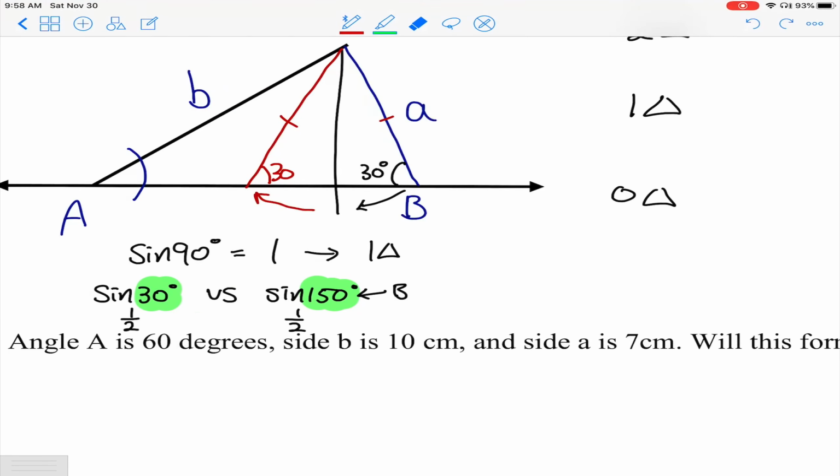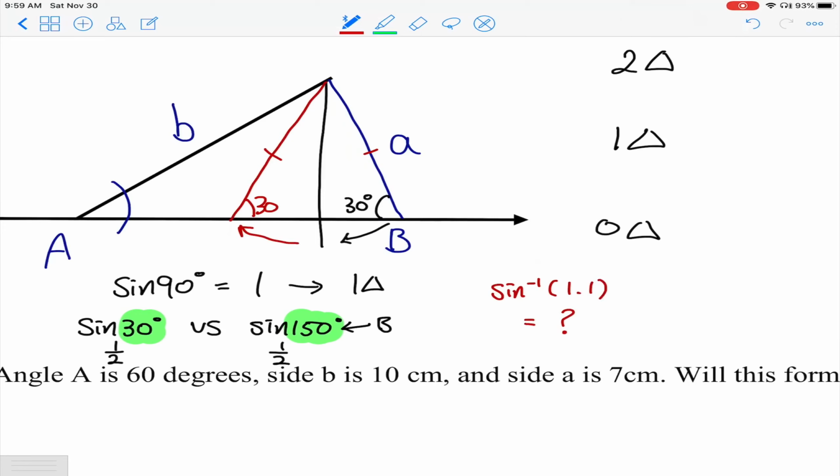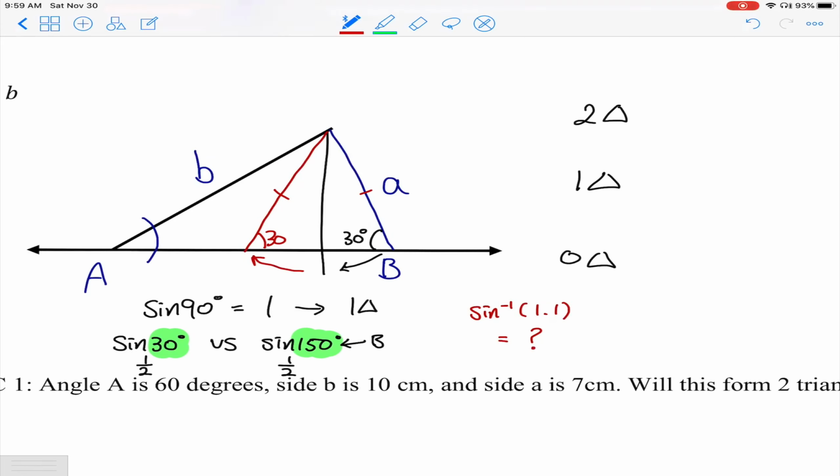Now try something like this. What if your sine B ratio is bigger than 1? So let's actually try it. Can you do on your calculator sine inverse of 1.1 and see what you get? You should be getting error or undefined or not a possible answer, because a sine angle ratio cannot go beyond 1. Therefore, when you're doing the calculation after your sine law, if the sine B gives you anything bigger than 1, then there is no triangle. That means your side A is much shorter, or maybe too short.